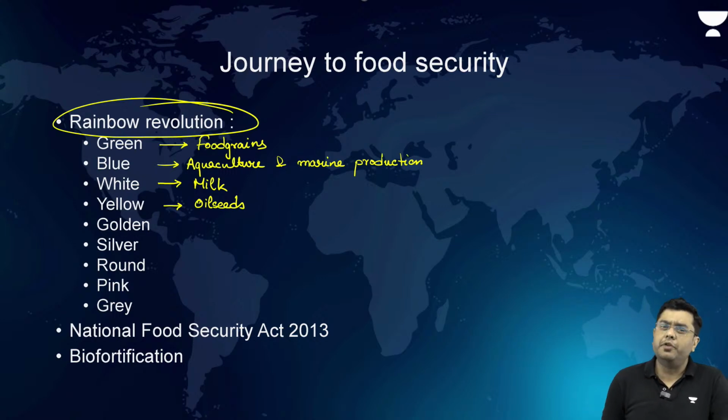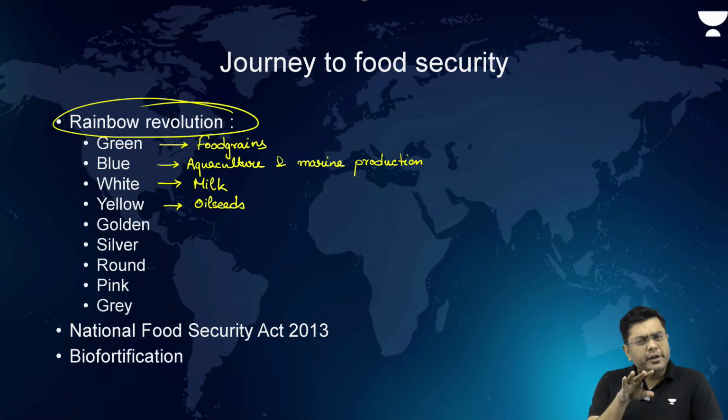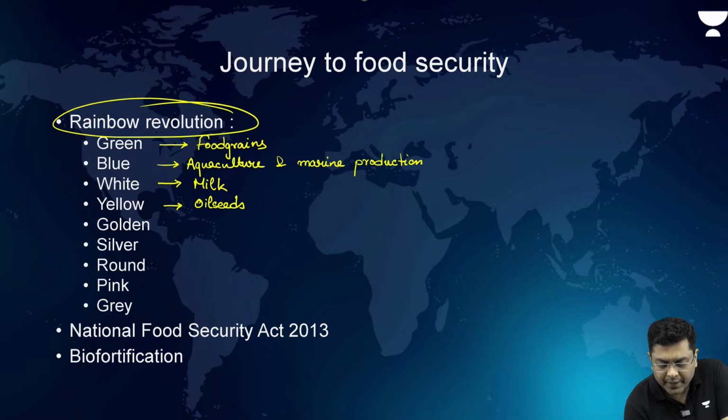Then you had golden revolution. Now golden revolution is associated with two factors. One is the increased honey production in certain areas and also the increased fruit production. So honey and fruit.